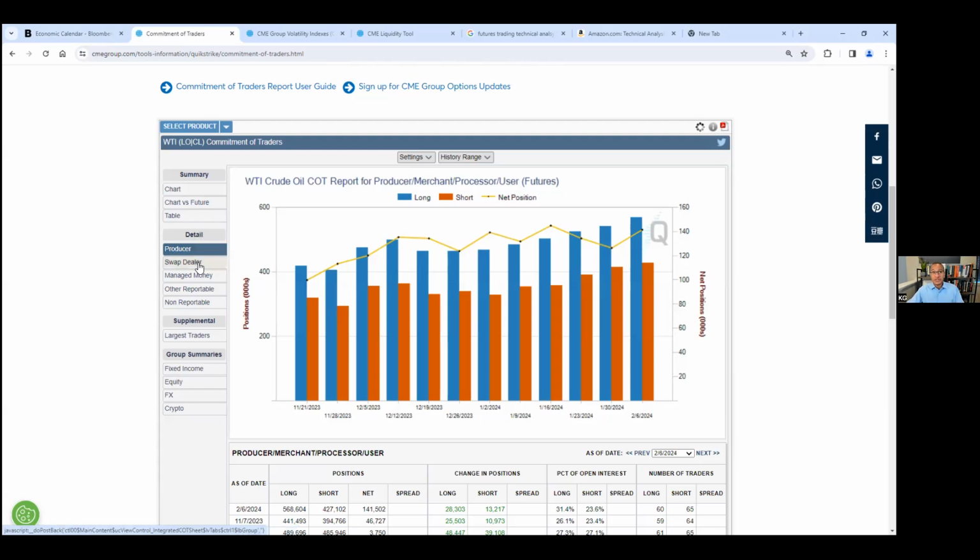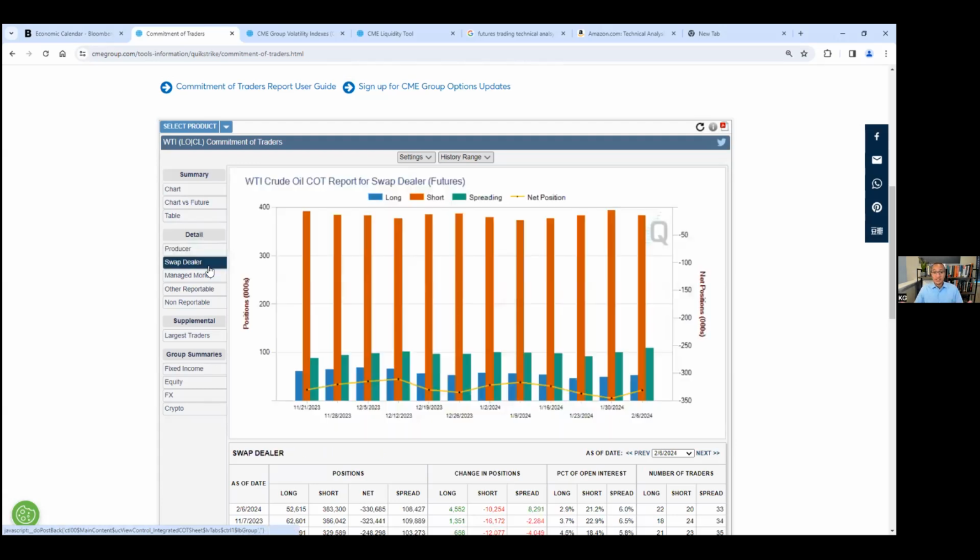You have your swap dealers that you can click on. That's going to be those individuals that may have a producer that comes to them and says, hey, I need to hedge risk. That swap dealer will take that cash instrument and then go out and hedge risk in the futures market, trying to become delta neutral as much as they possibly can, and then they make a little bit of money off of the swap.